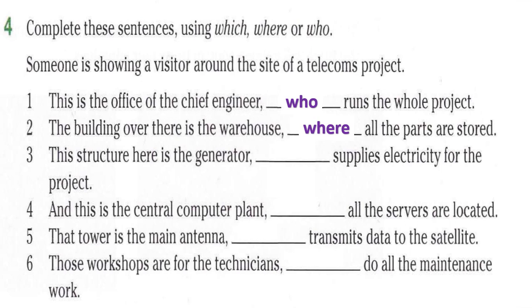This structure here is the generator which supplies electricity for the project. I'm talking about things here, so which. And this is the central computer plant where all the servers are located. 5, that tower is the main antenna, which. I'm talking about things here. Those workshops are for the technicians who. I'm talking about people. Technicians are people, so we will use who.